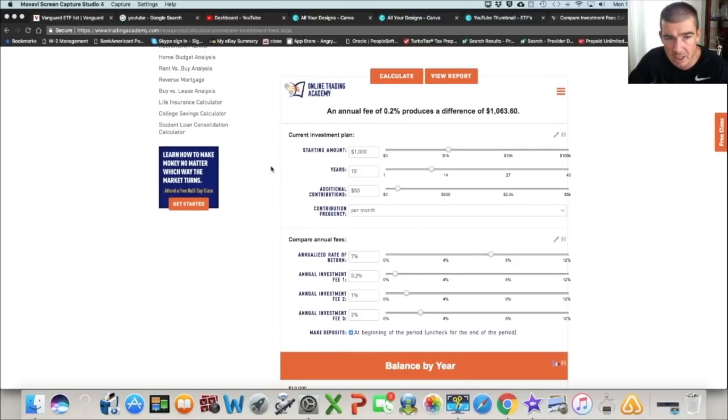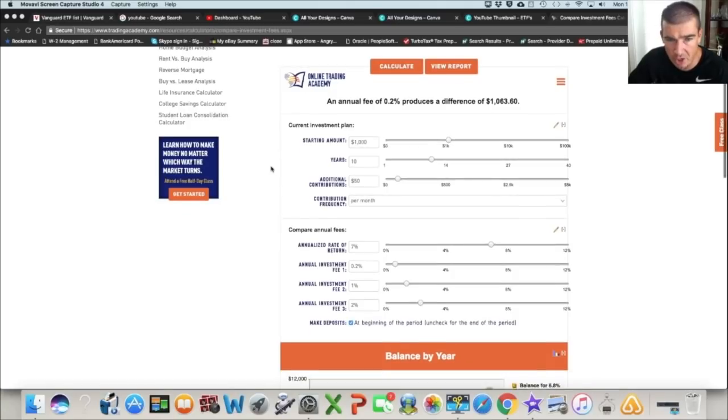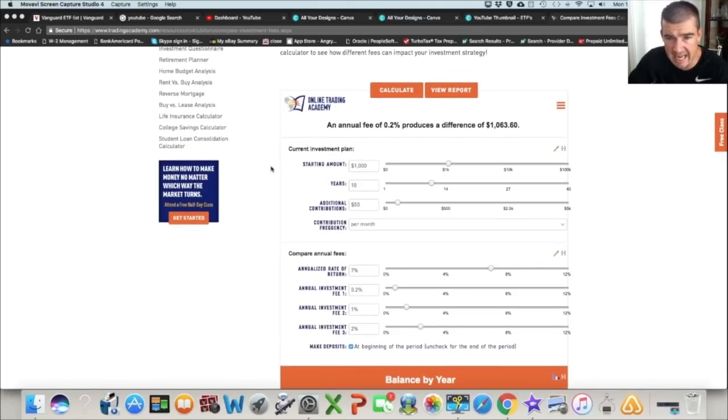But this is basically the building and the structure of what our dollar cost average plan is going to look like, for a lack of better terms.